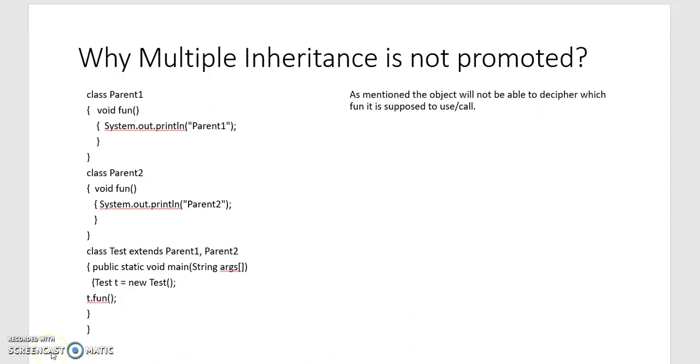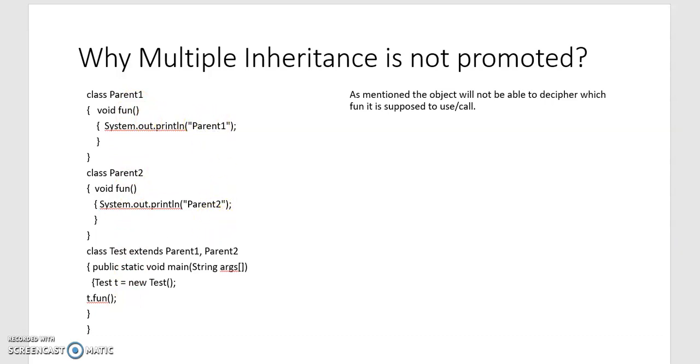This program basically highlights the multiple inheritance problem. If you have a class called parent1 and another class called parent2, both of these have a fun method. When we create a program like this, where the new class Test is inheriting from parent1 and parent2, and an object of Test, t, is accessing this function fun, it obviously faces the confusion of which class to inherit from, whether parent1 or parent2.